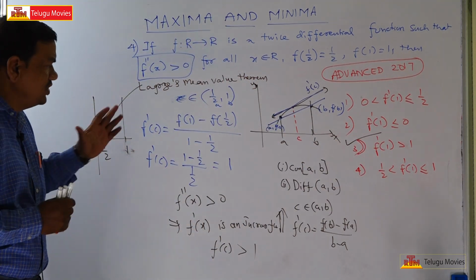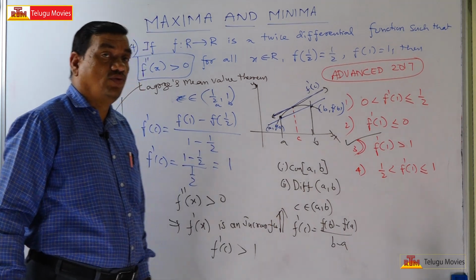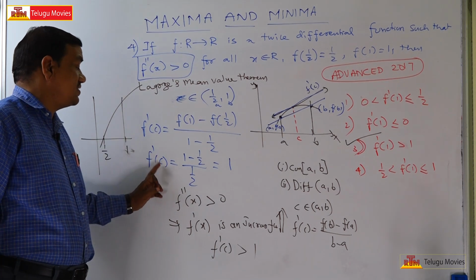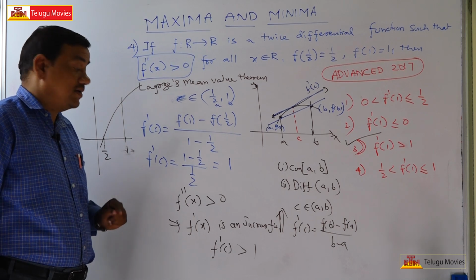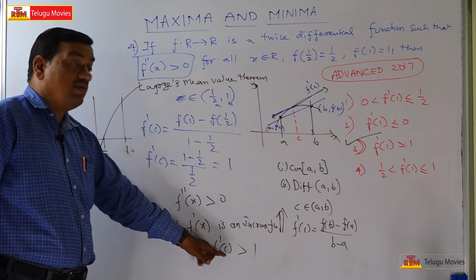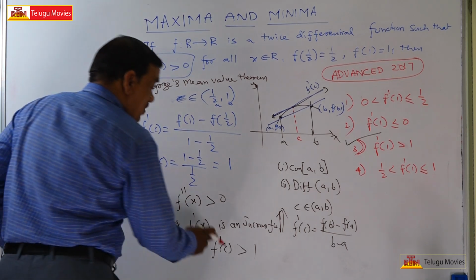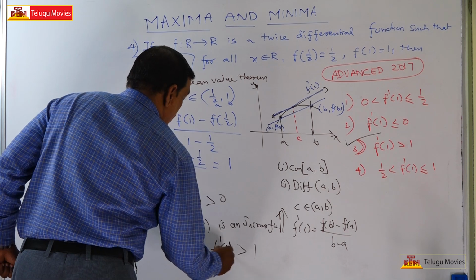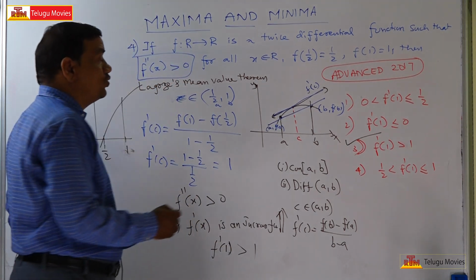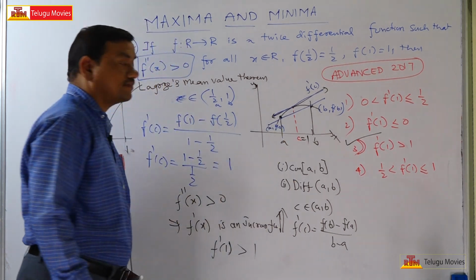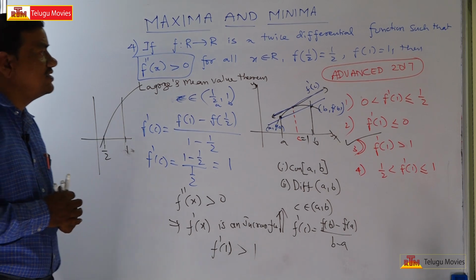So this type of problem can be done using Lagrange's mean value theorem. Once again I am telling, don't think that f dash of C is equal to 1 only. That means there exists a number such that, for all C, whatever the value, you take f dash of 1 greater than 1. If you take x is equal to 1, it is greater than 1. I hope that you understand this solution.